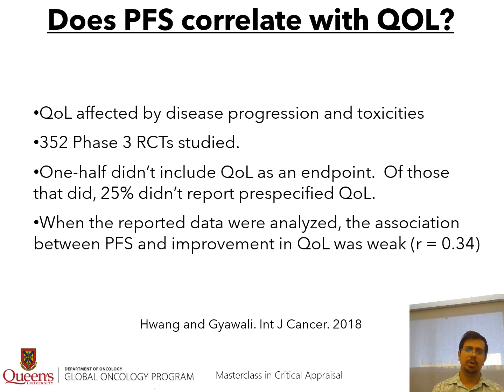So in this paper, we looked at 352 phase 3 randomized trials in oncology, and we found that the first problem was that half of them did not even include quality of life as an endpoint. So many trials do not even measure quality of life as an endpoint. And of those that did, a quarter did not report on pre-specified quality of life endpoints. So there is this issue of publication bias with quality of life data.